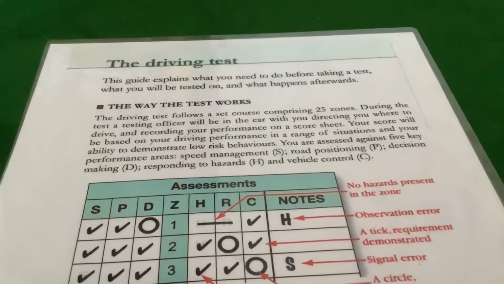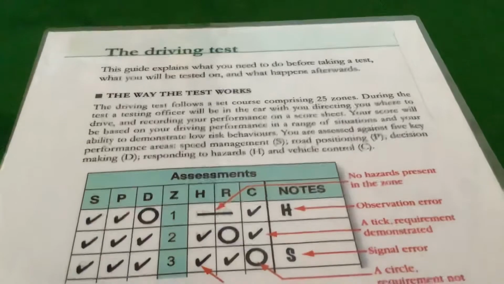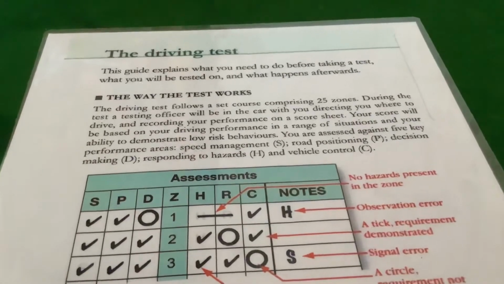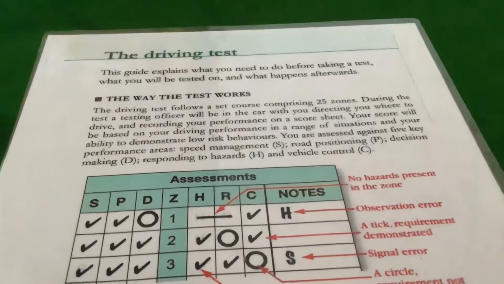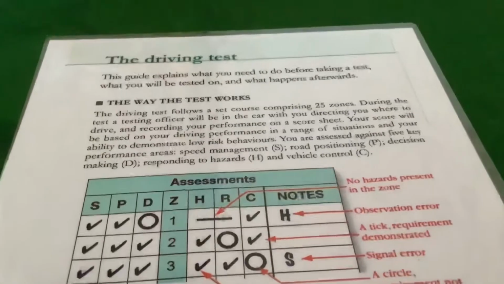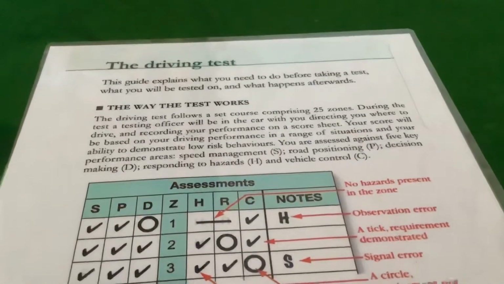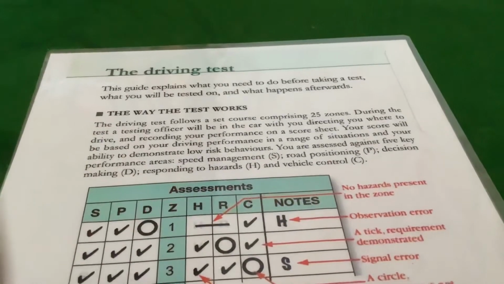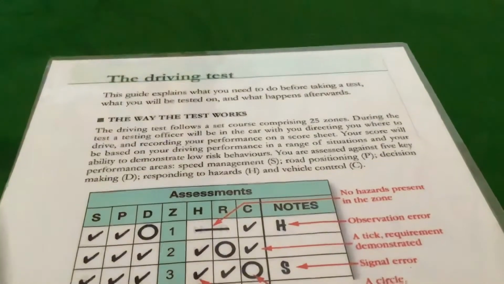Second is road positioning. Wherever possible, maintain 1 meter gap with the objects. Objects means vehicles, anything like light poles, trees, whatever, 1 meter gap. Wherever not possible to maintain 1 meter, you must slow down extremely.